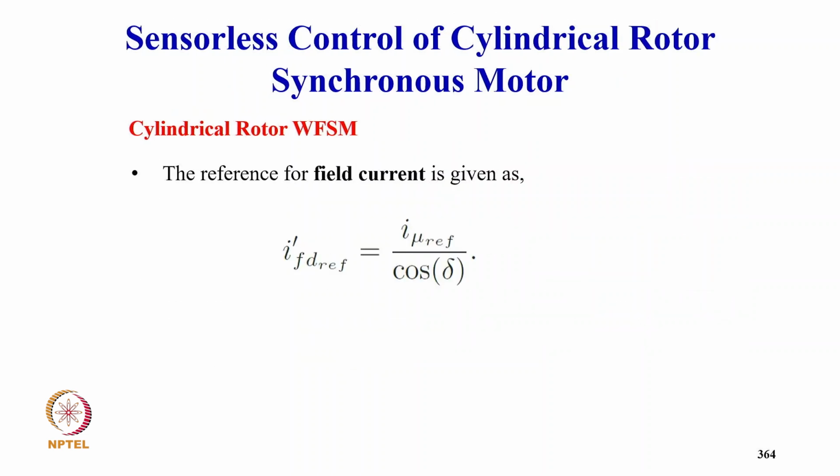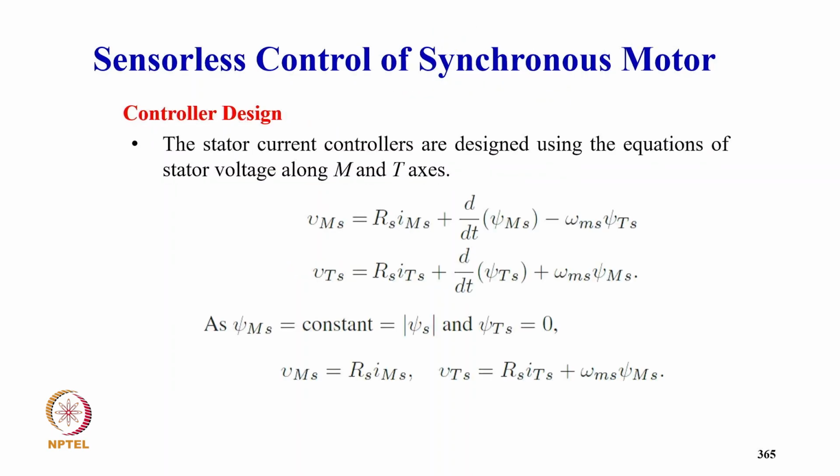So the reference for cylindrical control: IFD reference star equal to mu reference divided by cos delta.